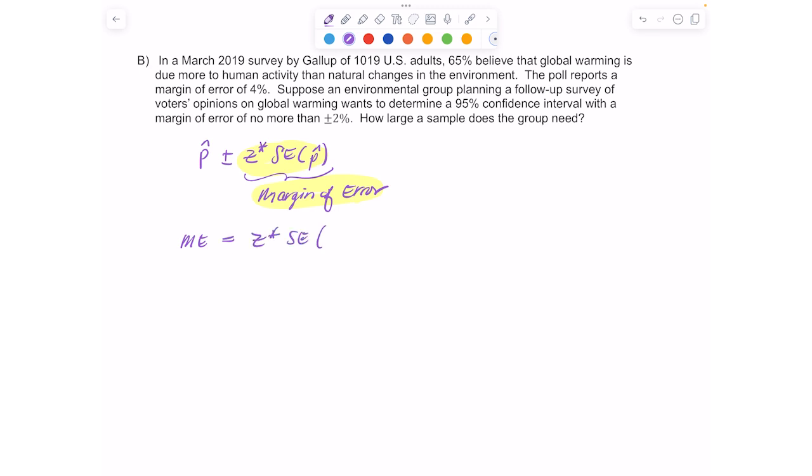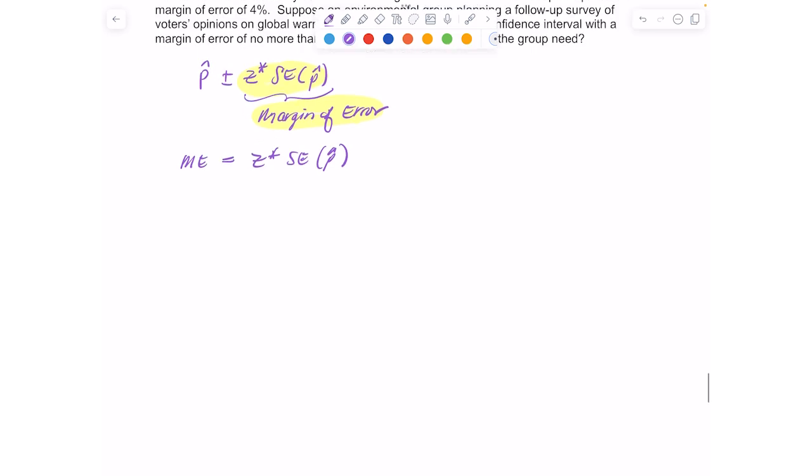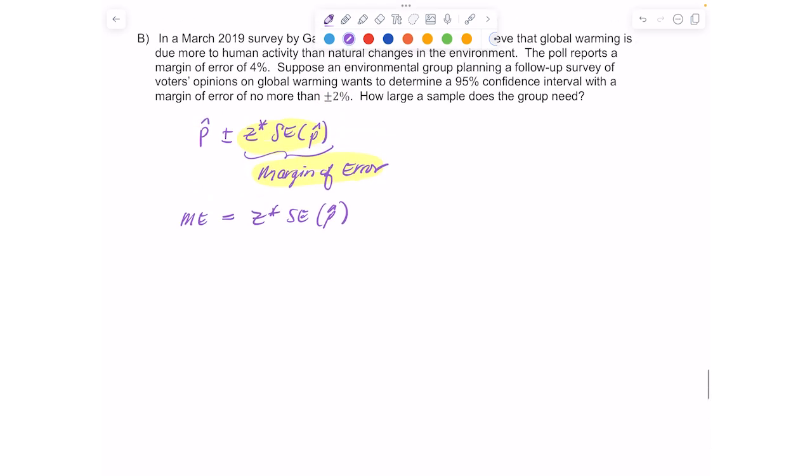So I can do some substitution here. I know I want my margin of error to be no more than 2%. Remember, 2% is 2 divided by 100 to turn it back to a decimal, so it's actually 0.02. I'm going to substitute that in place of the margin of error.